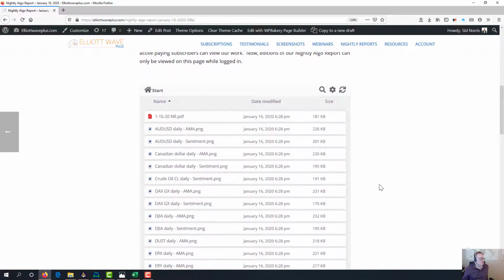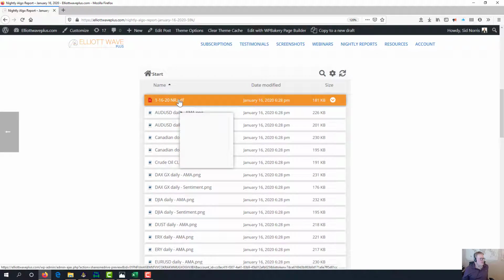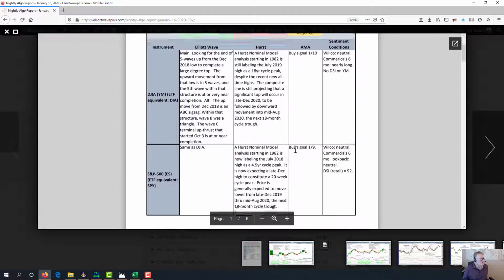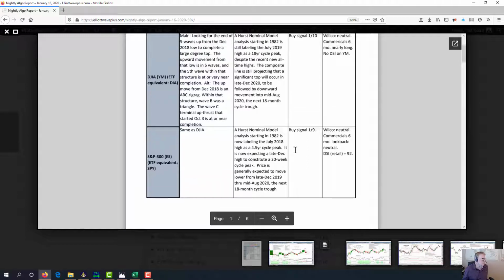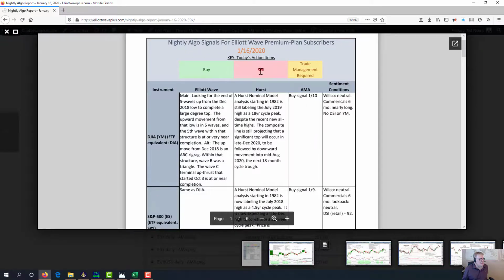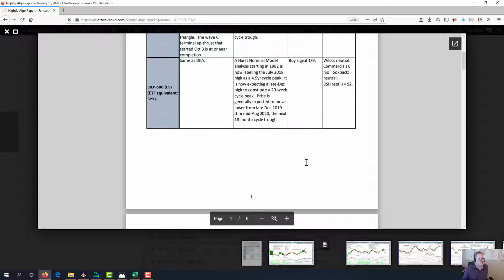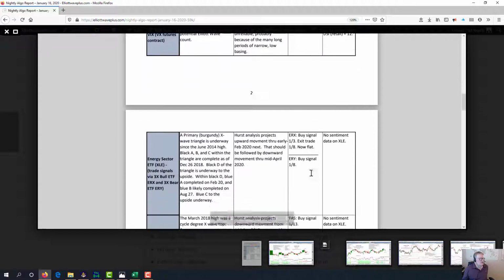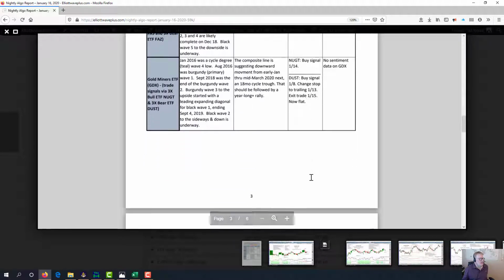And you can see that there is a PDF of an Excel report that we put together every night for premium plan members. If there is an action item, it will be color coded. So let's scroll down through here and look for any cell that is color coded.